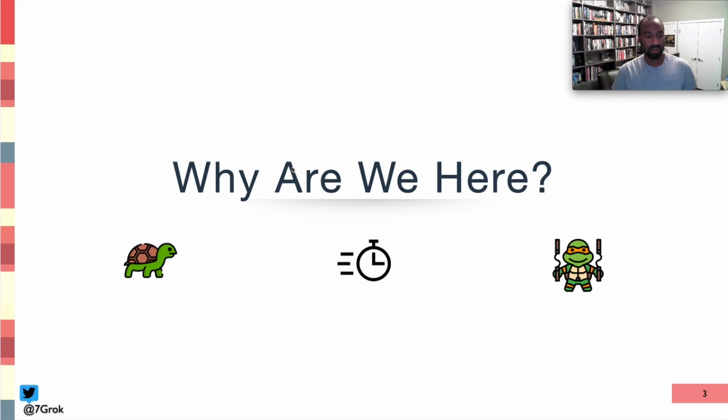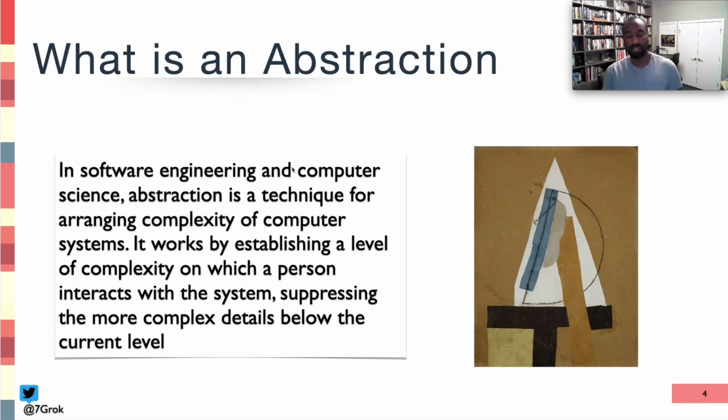Why are we here? We're here to talk about the trade-offs in the abstractions we use so that our engineering customers can be more productive, less frustrated, and more open to change. So let's get started. What is an abstraction?